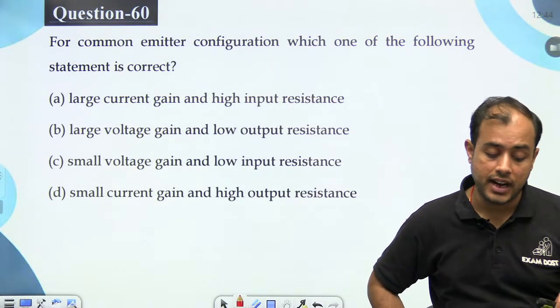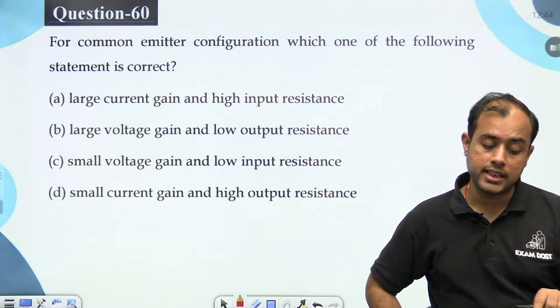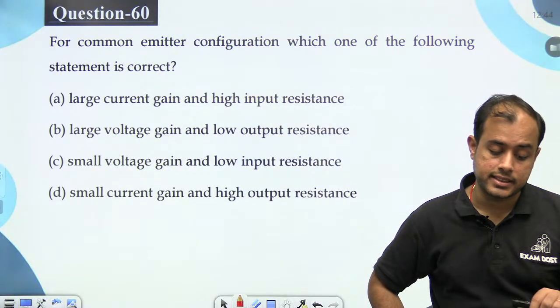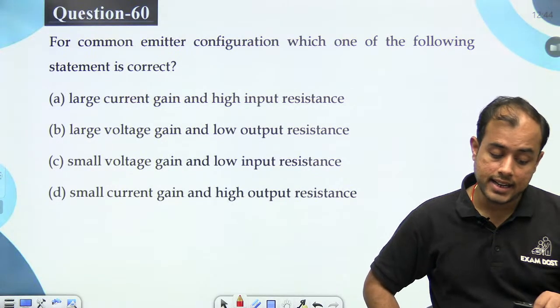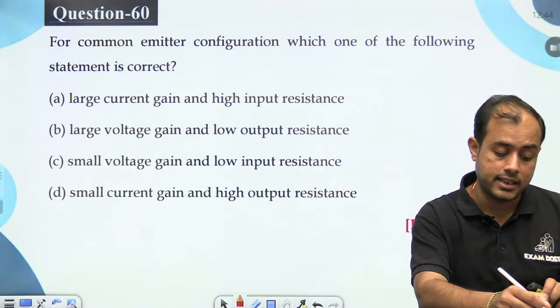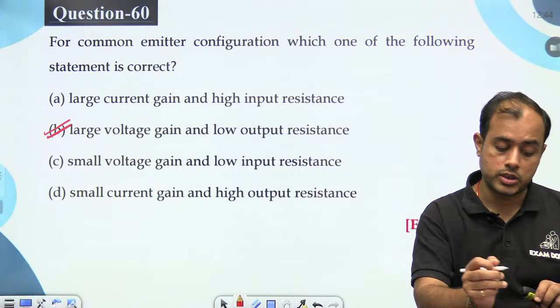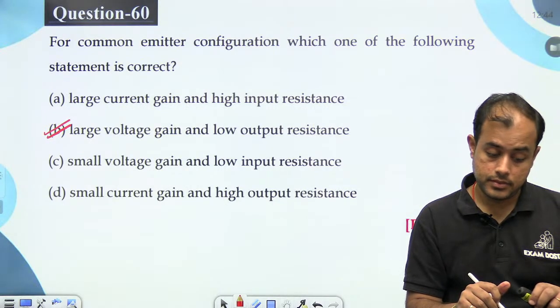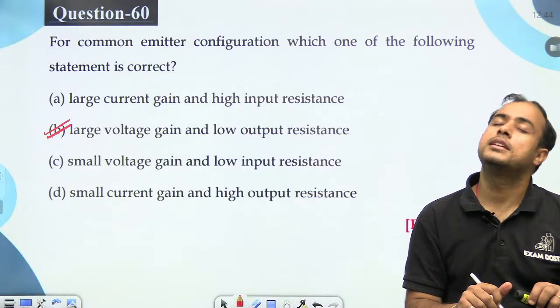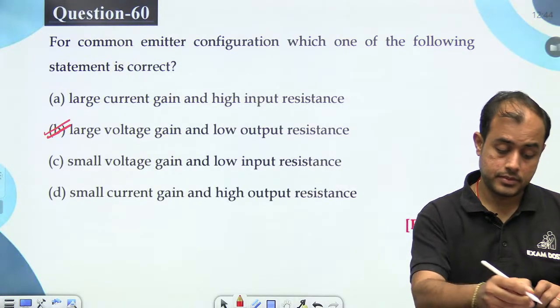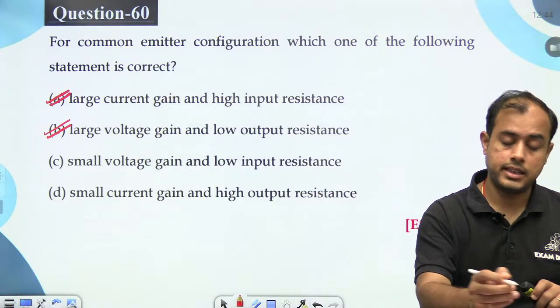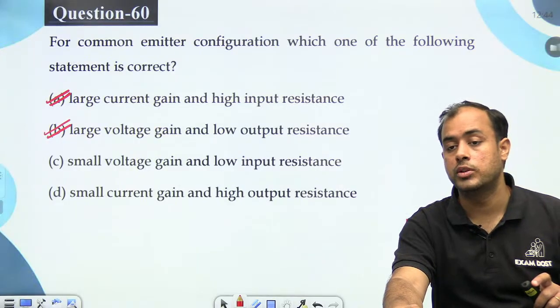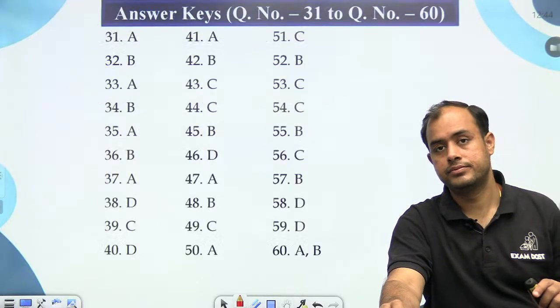ESE 2005, for common emitter configuration which statement is correct? It has large voltage gain and low output resistance. करंट गेन भी इसका वैसे लार्ज होता है तो ये भी सही है. इसका वोल्टेज और करंट गेन दोनों ही हाई होता है तो A एंड B.